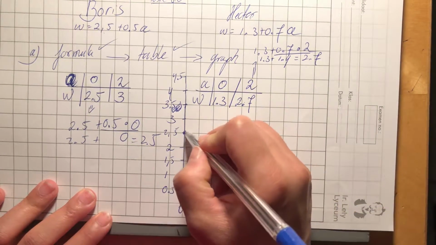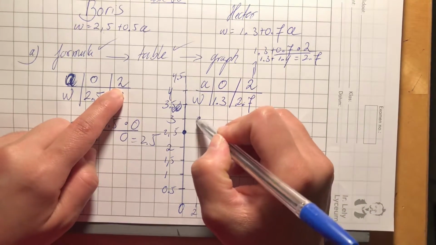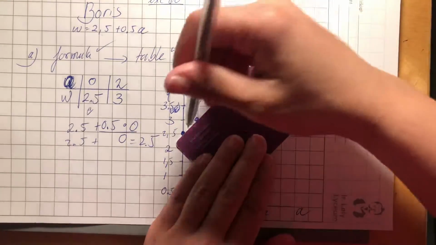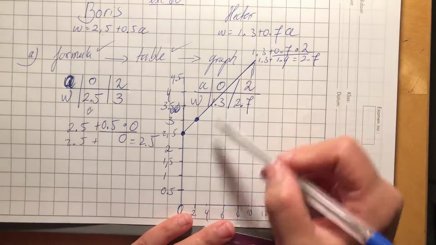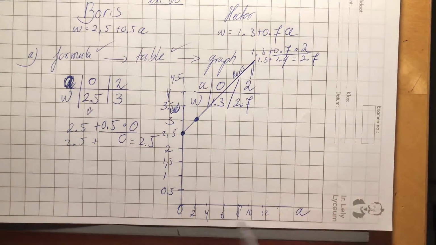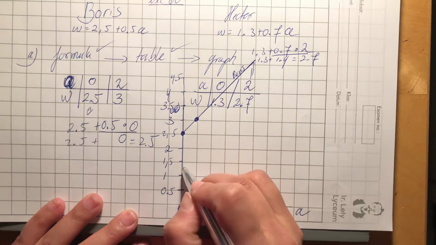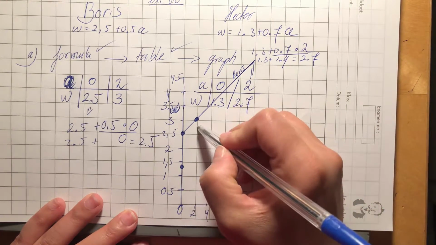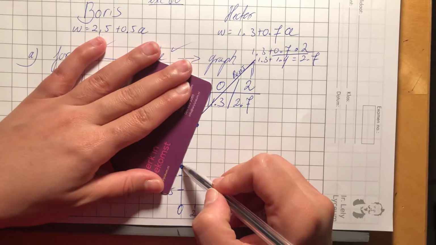0 will be 2.5. And when he was 2 weeks old, he weighed 3. So this is where you put the other point. You grab your ruler, you draw the graph, you make it as long as you can. Yeah, so that's okay. This is Boris. Now for Hector, starts at 1.3. So 1.3 is about here. And then after 2 weeks, he was 2.7, which is about here. Now, you draw that graph.